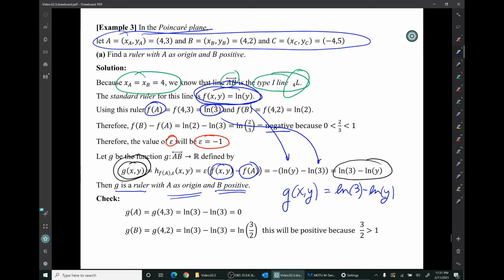Well, let's compute G of A. So that means we bring this formula over here, and the only place for a variable in that formula is this spot. I take my y coordinate of my point and I put it in that spot. Well, when I do that, I get the number 0. That's good because G of A, we want it to be 0.